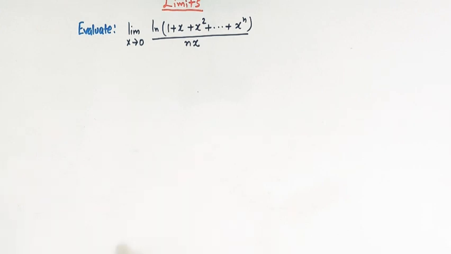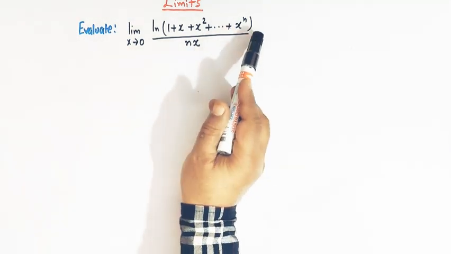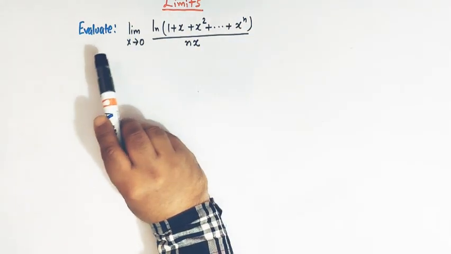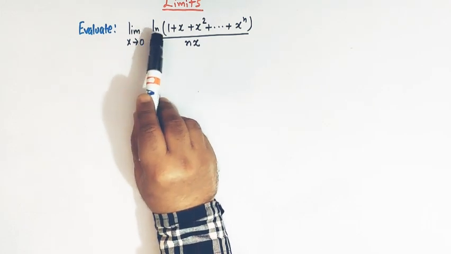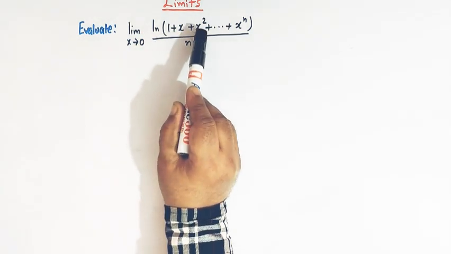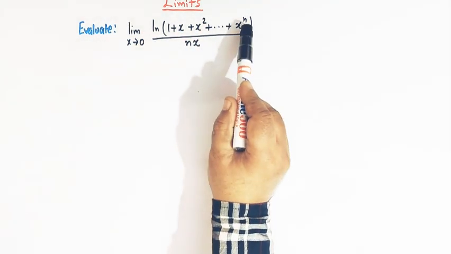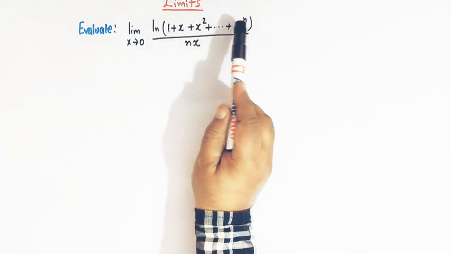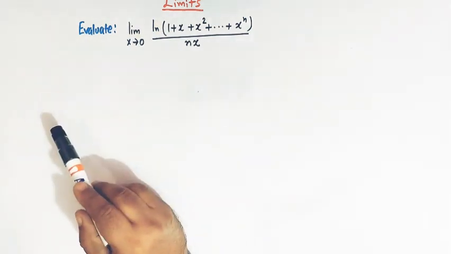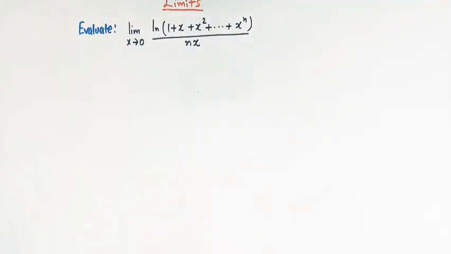So in this lecture we'll see how we can evaluate this limit, where x tends to 0 and we have the natural log, that is the log of 1 plus x plus x square up to x raised to n, divided by n times x. We'll evaluate this limit by using a standard result from limits involving the logarithmic limit. So let us start.